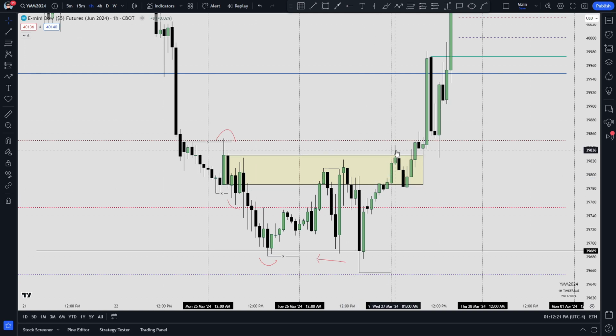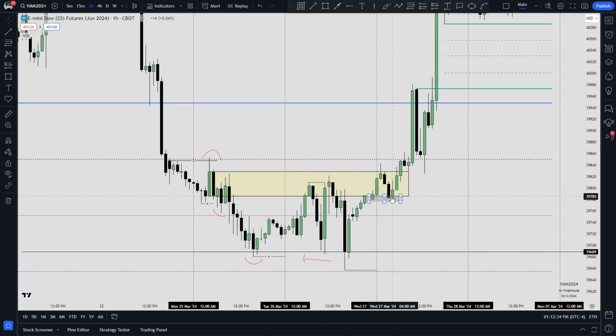Right, breaking structure to the upside, breaking above these highs. So now structure has shifted from bearish to bullish. In this last down close candle, I'm looking to take longs. During London session, you could take longs at the last down close candle, right?